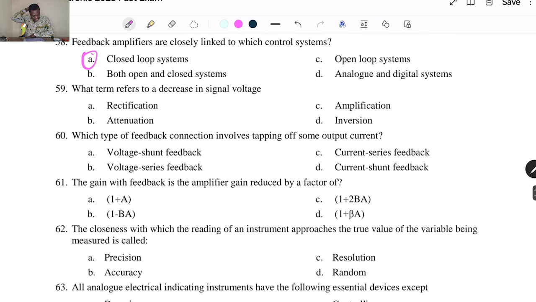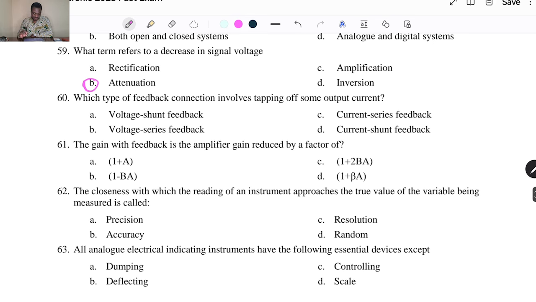What term refers to a decrease in signal voltage? When there's a decrease, you can refer to attenuation. So the answer is B.